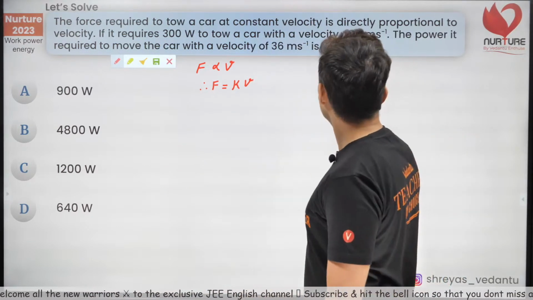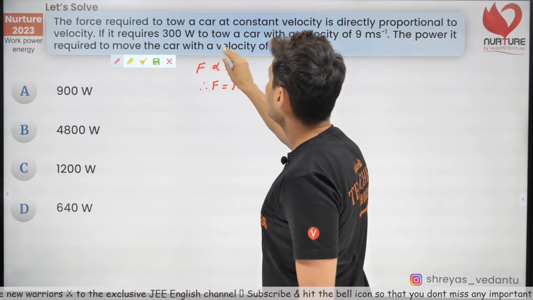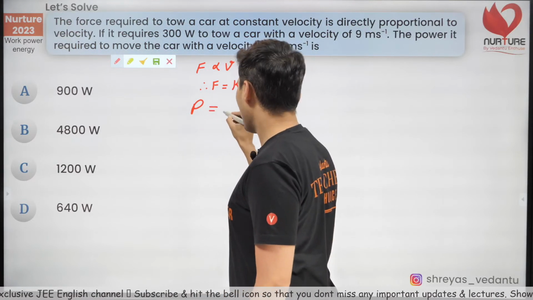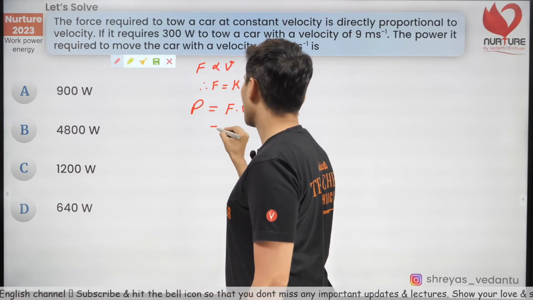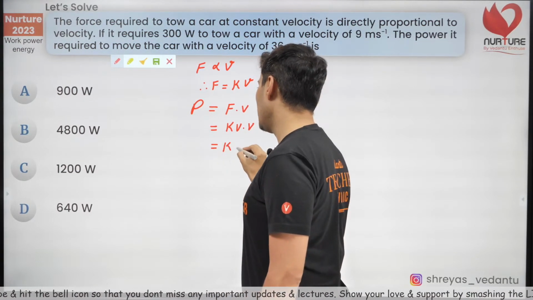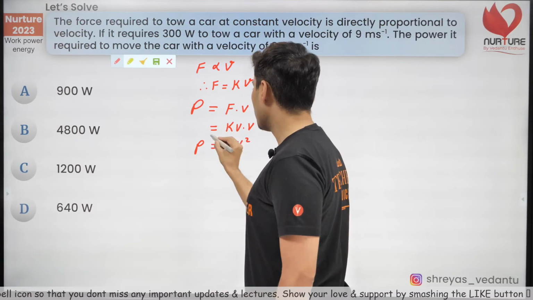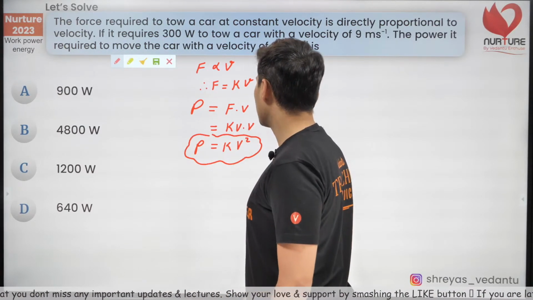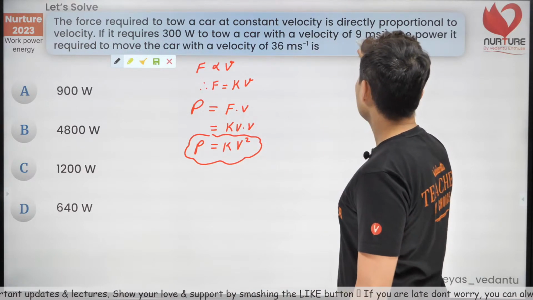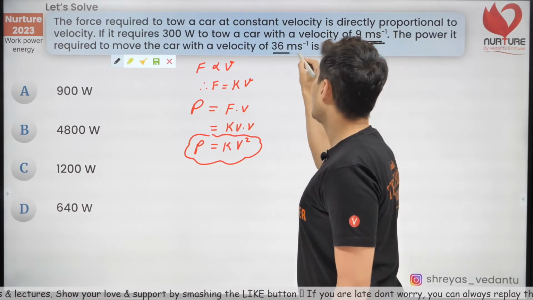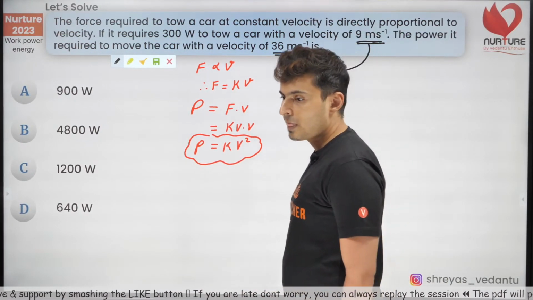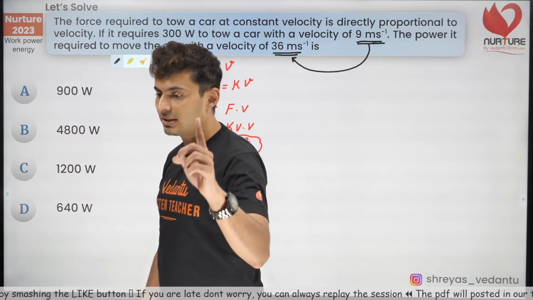Now, it requires 300 watts to tow the car. That means there is some power required. And what is power? Power is force into velocity. But force is kV. So it will be kV into V. Therefore, it will be kV square. In general, what did I get? Power is kV square. Now, this is the interesting part. Observe this. Initially, the velocity was 9. Now, the velocity became 36. How many times did the velocity change?